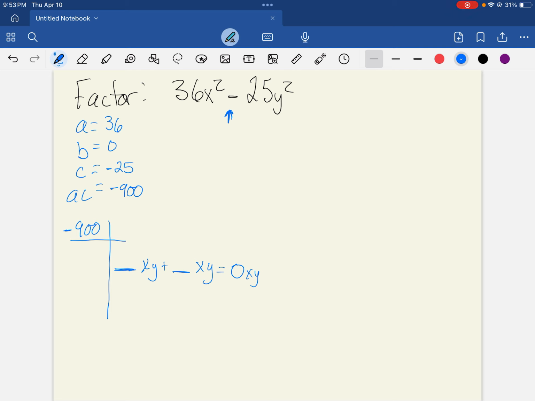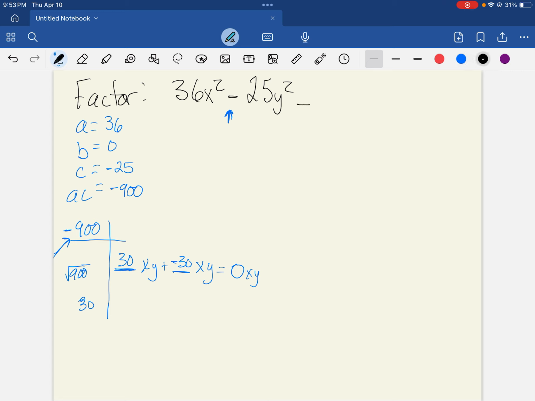So when I say I'm looking for the same number, I would go back to 900 now and go, okay, well, what factors of 900 are the same? How we're going to find that using a calculator is we would take the square root of 900. Now, using your calculator, you would type in the square root of 900, and you're going to get 30. So my numbers here are going to be positive and negative 30.